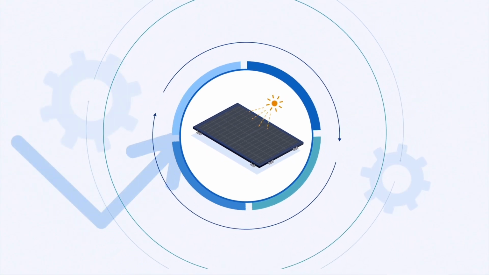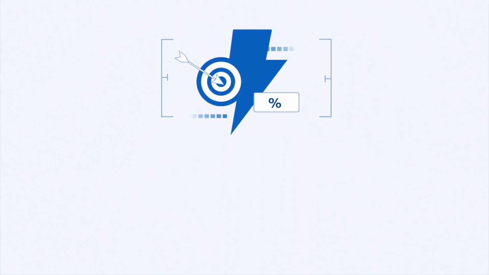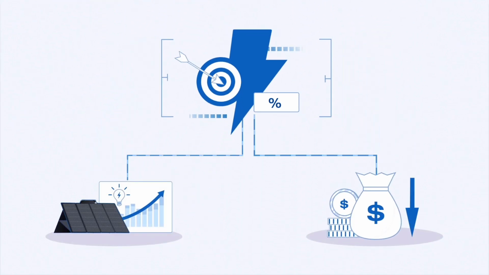In summary, solar energy conversion efficiency is a key indicator in measuring the performance of solar cells. Improving conversion efficiency not only improves solar power generation, but also reduces costs and promotes the development of the solar industry.